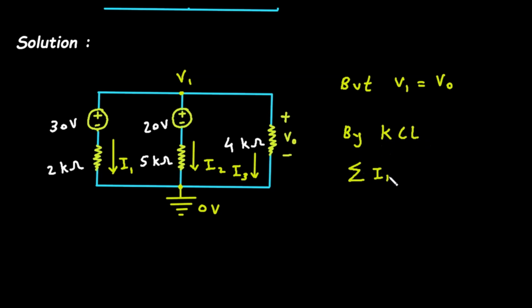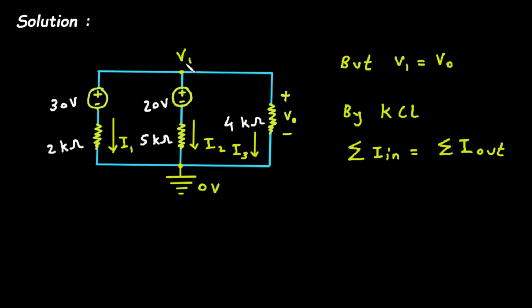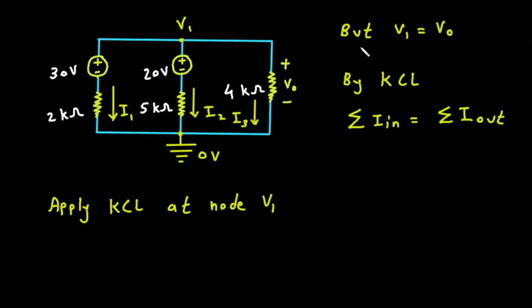we know that summation of all the currents entering a node is equal to summation of all the currents leaving the node. So let's apply KCL at node V1. According to KCL, there is no entering current at this node, so it will be 0, is equal to leaving currents I1 plus I2 plus I3. So here we can write I1 plus I2 plus I3.